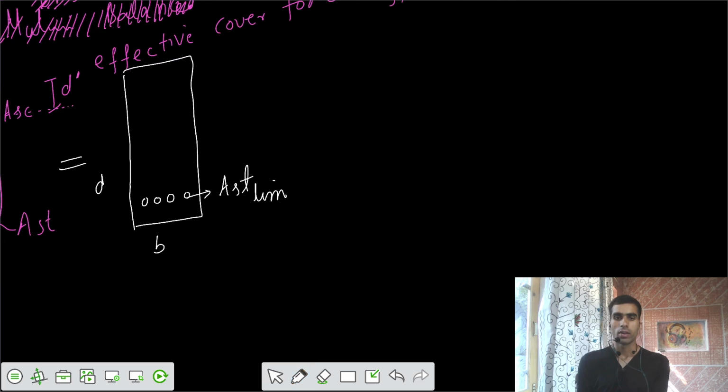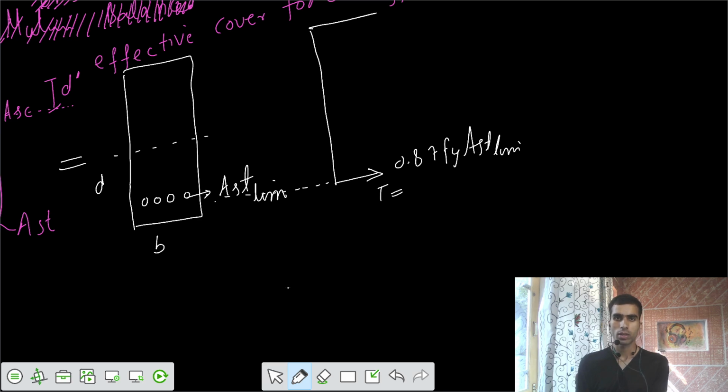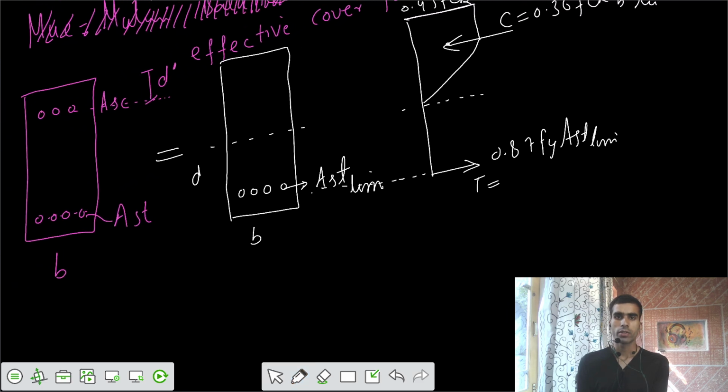We say that for this one we can treat it as a singly reinforced beam with a stress block of 0.87 Fy Ast limiting. And this was your tensile force, and the stress block is in this fashion up to the neutral axis. So we have some C force, C equals 0.36 fck b times xu, and the stress at the top is 0.45 fck. So we want to treat it in this way.